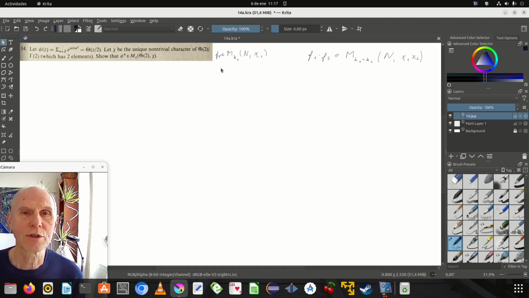A quick note to problem 13. At the end, I used a trivial observation, but I didn't state it. If we have F1 lying in M_k1 with the character chi1 and the same for F2, then their product lies in M of the sum of the k's, with the product of the two characters. And if we raise this to the mth power and this to the nth, then they just come on here.